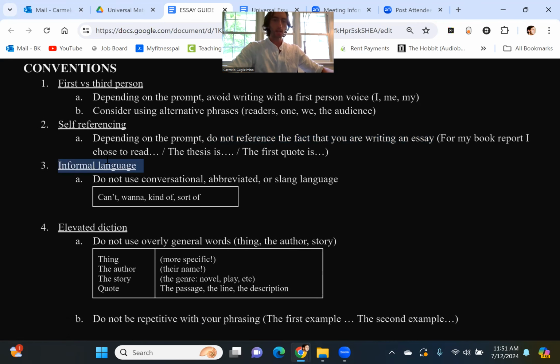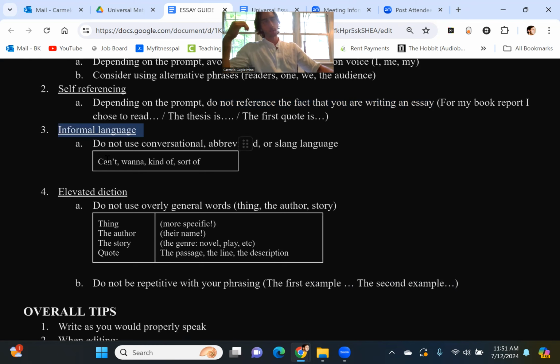Another thing, and I think it's actually the most common issue I see in terms of conventions that need to be tweaked and improved for students, is the use of informal language. We want to make sure that we don't use diction or word choice that is too conversational, abbreviated, or slangy. Phrases that you would hear in everyday conversation with your friends and family are not entirely appropriate. You want to use what's called formal language.